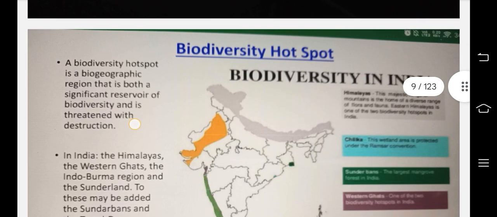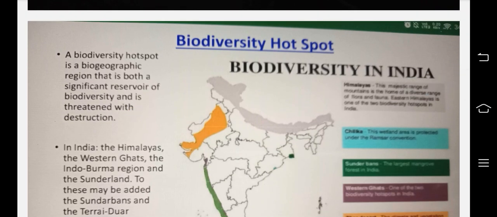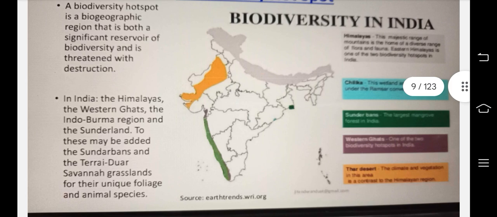Then biodiversity hotspots: biodiversity in India. A biodiversity hotspot is a biogeographic region that is both a significant reservoir of biodiversity and is threatened with destruction. In India, these are the Himalayas, the Western Ghats, the Indo-Burma region, and Sundaland. To these may be added the Sundarbans and the Terai-Duar savanna grassland for their unique foliage and animal species.